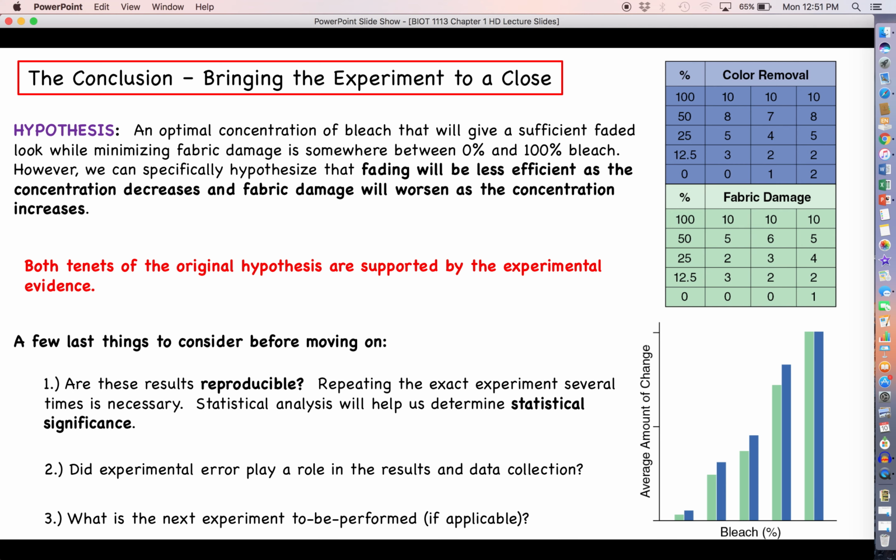And then the last thing to think of once you're done with this experiment is, okay, what's the next experiment for us to perform, if that's applicable?